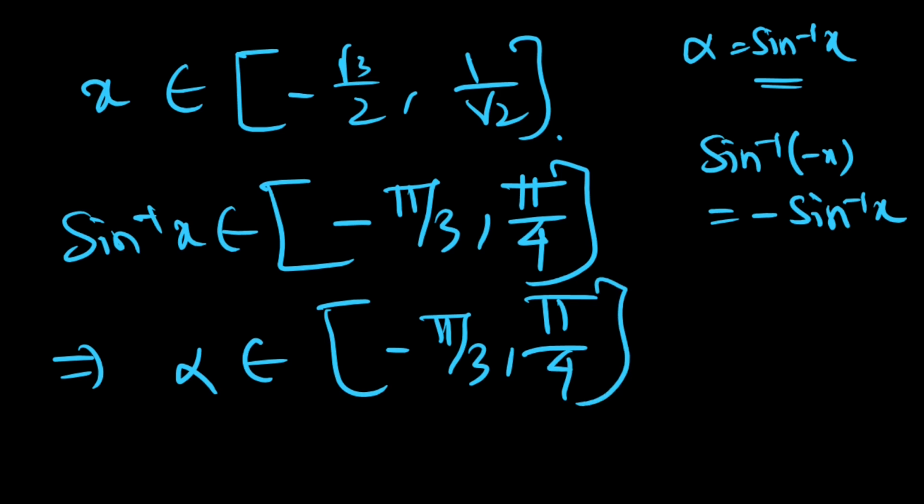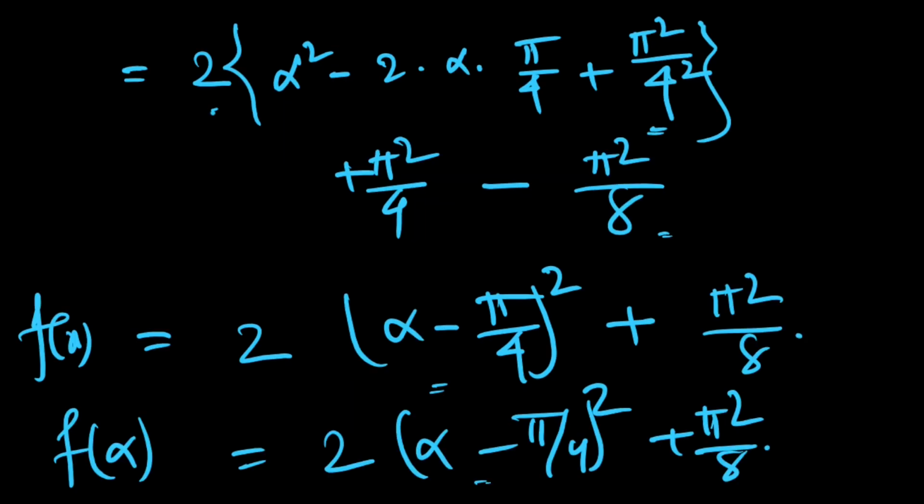So if we see the graph, alpha ranges from minus pi by 3 to pi by 4, that means this range to this range, and our expression is this f of alpha.